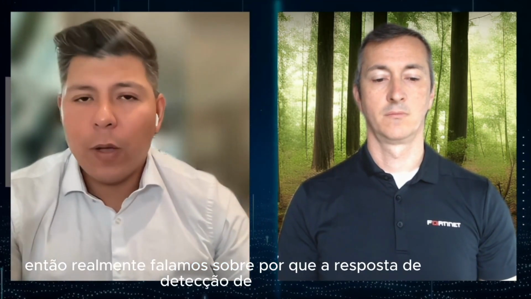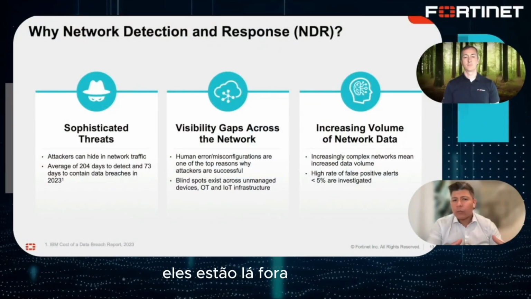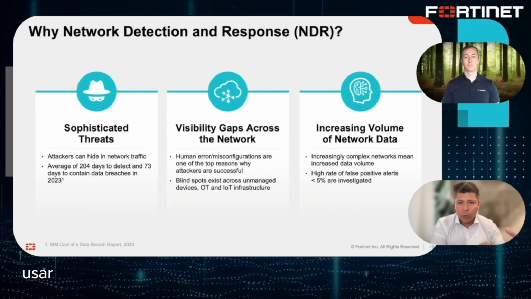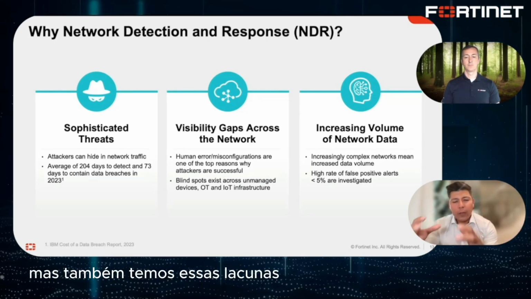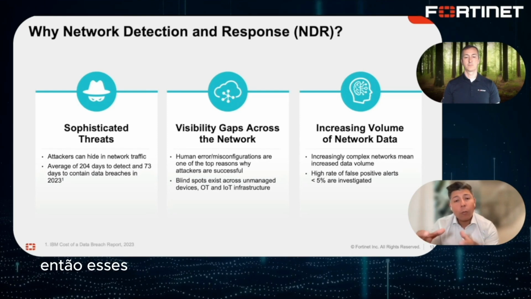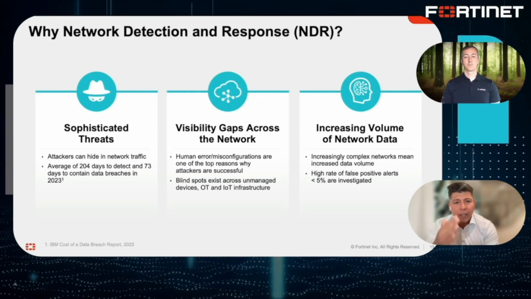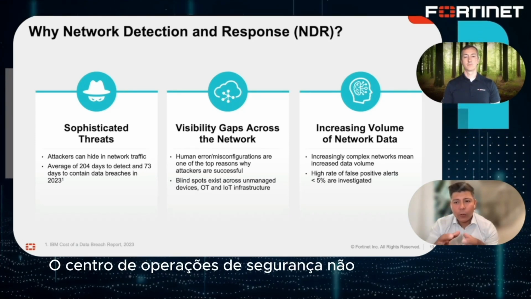So why network detection and response? What is the need? I think it really boils down to this host of sophisticated threats that are out there. We talked about how attackers can hide on the network, in network traffic, and use network tools. That is one reason, of course. But we also have these visibility gaps across the network, these network blind spots I mentioned earlier, areas like OT, IoT, and work from home devices that the security operations center can't necessarily see.